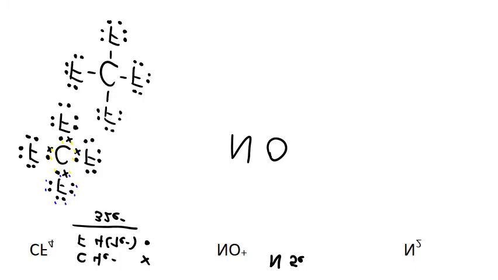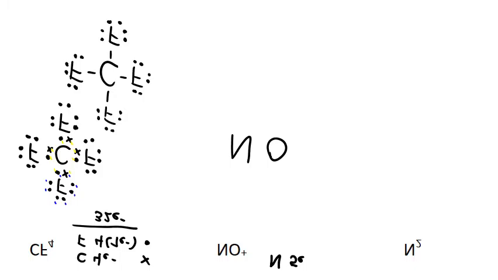Okay, so let's step up the difficulty just one step, not even a real step, just about a half a step. And let's look at the nitrogen monoxide ion. It has a +1 charge, and you know that a +1 charge means that we've lost an electron. So I'm going to do the nitrogen and the oxygen next to each other.